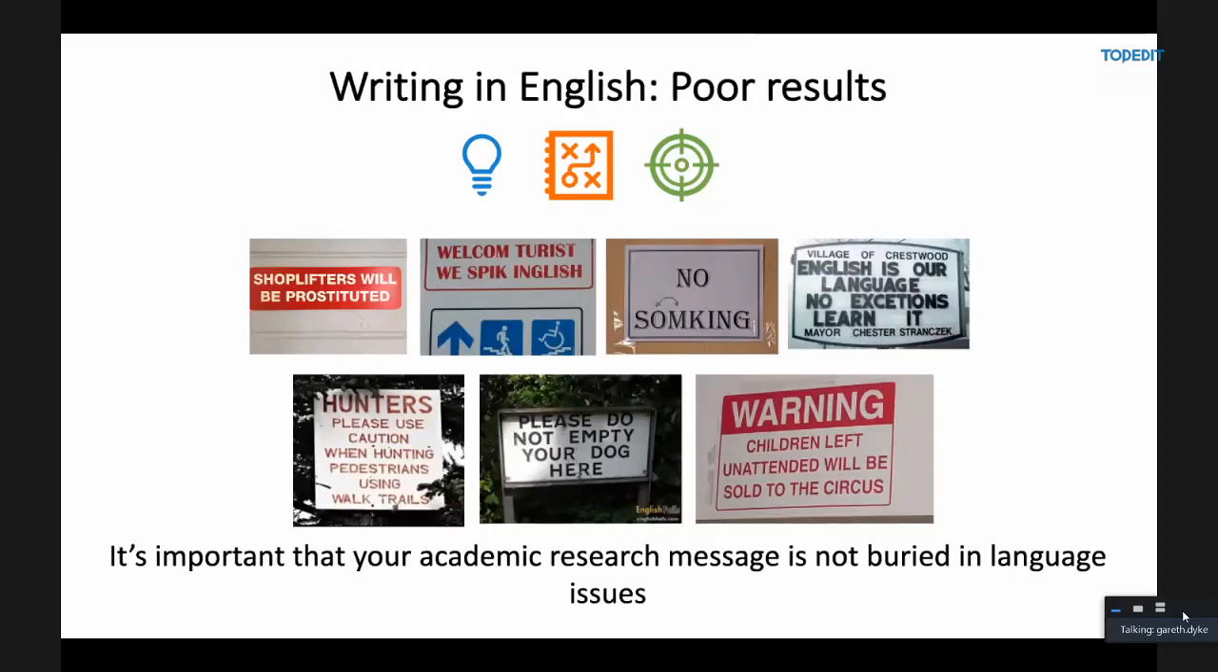It's important, isn't it, that your academic research message is not buried in language issues. We always ask our peer reviewers at our journals not to comment on the English. If you think there are problems with the language, send the paper back and we will ask the authors to get the paper professionally edited, reread and re-edited by an editing service like TopEdit or by a native speaker.